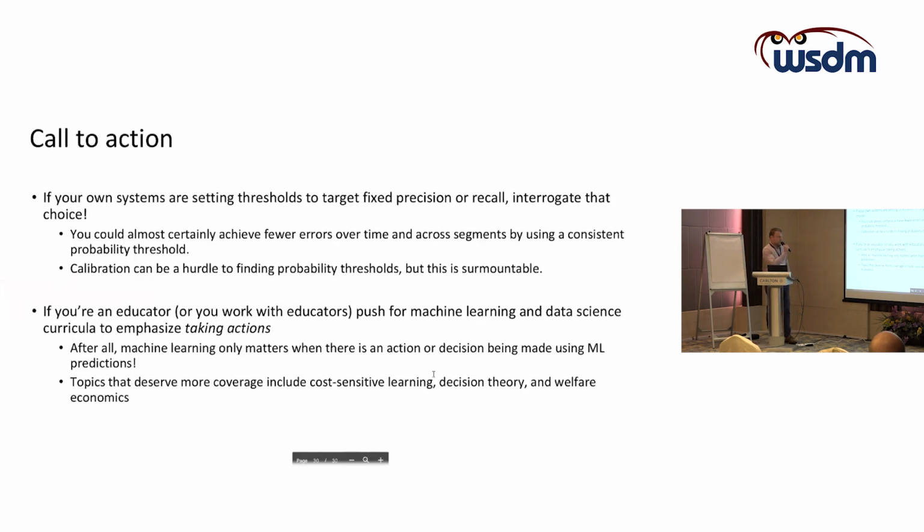All right, so I'm going to end with a call to action here. If your own systems are choosing thresholds to target a fixed precision or recall, I want you to go away and have a think about that choice, because you could almost certainly achieve fewer errors over time and across segments by using consistent probability thresholds. Calibration to find those thresholds can be a hurdle, but in my experience, even noisy calibration will do better than trying to chase around the precision threshold that we know is suboptimal.